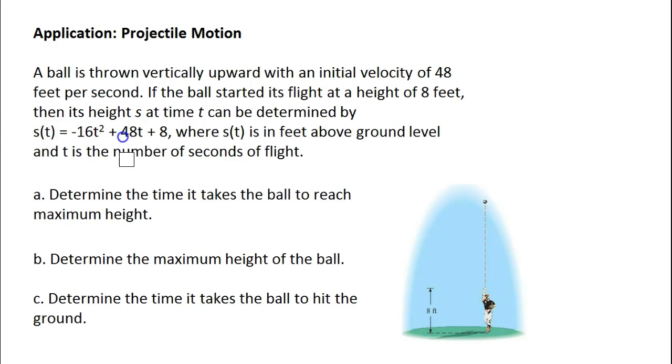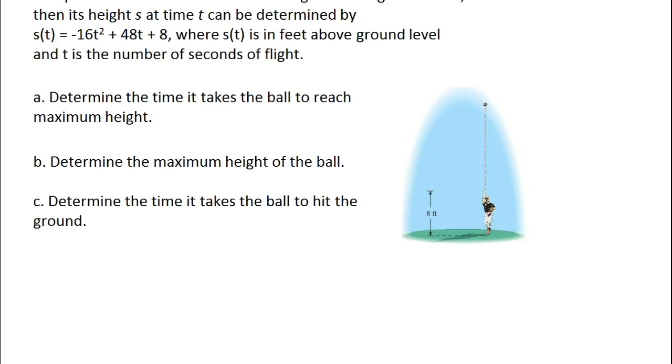Now, determine the time it takes the ball to reach a maximum height. That means that we want to know where the vertex is, and we want to know the x-coordinate of the vertex. We're looking for t, okay? So our little trick is h is negative b over 2a, which is negative 48 over negative 32.